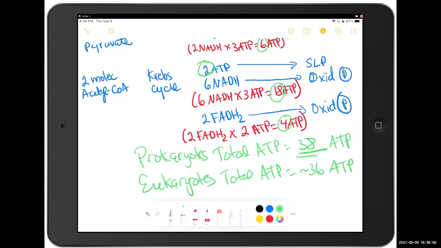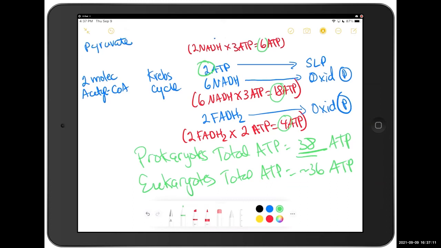And how many ATP does it require? It requires 1 per molecule. It requires 1 per pyruvate. So right off the bat, we'll have at least 2 less, okay?